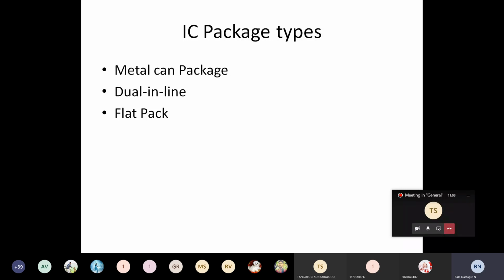There are three types of IC package types. The first one is metal can package, then dual inline package, and flat pack. These are the major types of IC packages after manufacturing your IC. The IC will be packed by using some materials. Based on the materials we have used for packaging, there are three types of ICs: metal can package, dual inline package, and flat pack.